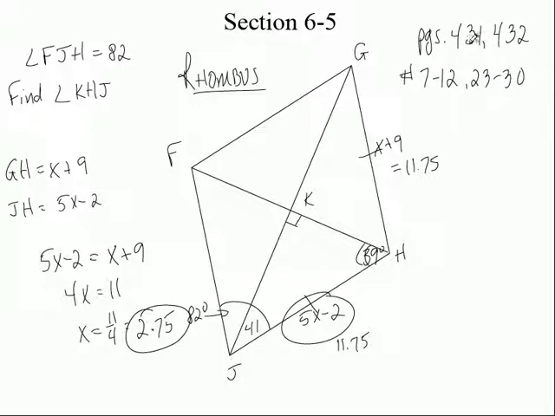All right, there it is. Page 431, 432. We're doing 7 to 12, and then 23 to 30. It's not much at all.